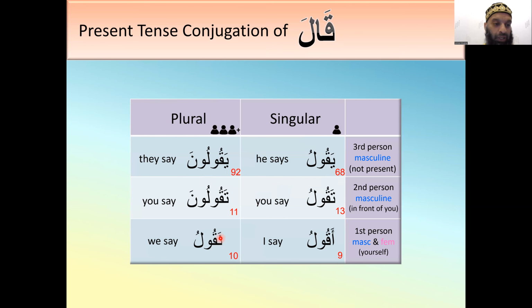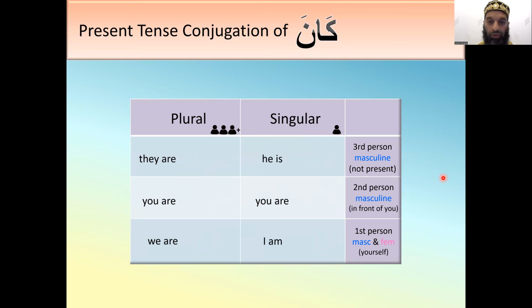Do you understand that? Happy? Are you happy with that? It's last week's table, but with an adjustment made for the weak verb qala. Okay, so now we're going to do the same, but with kana. Without looking at your tables, kana.